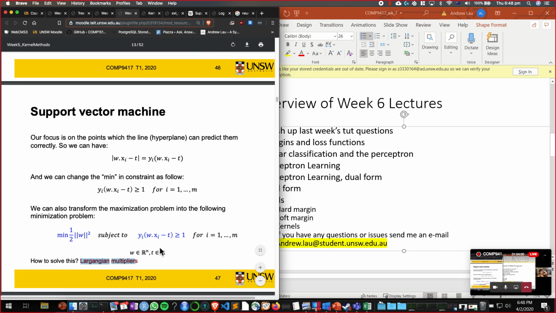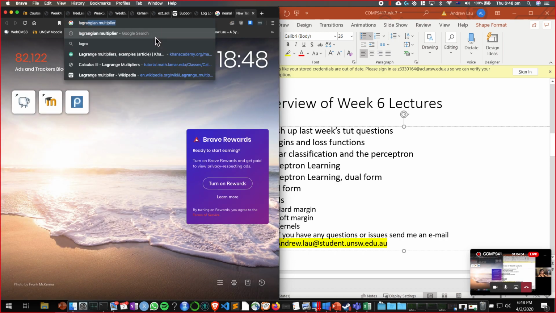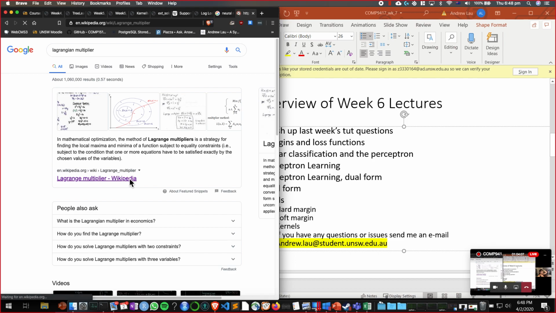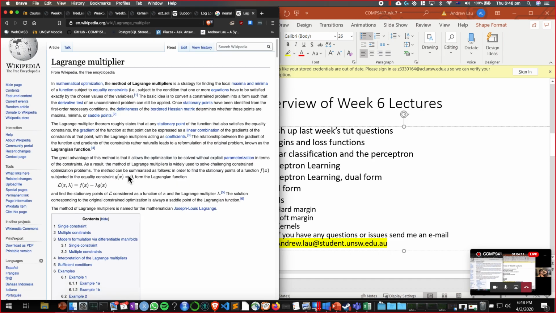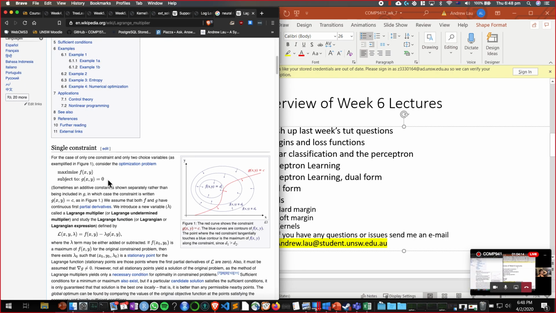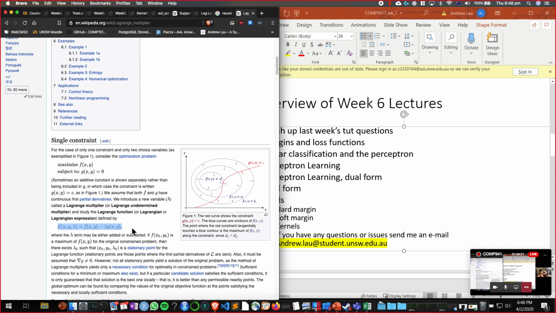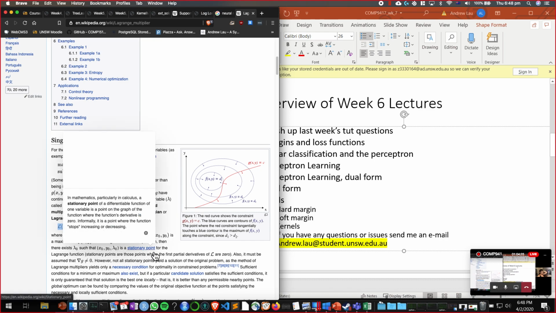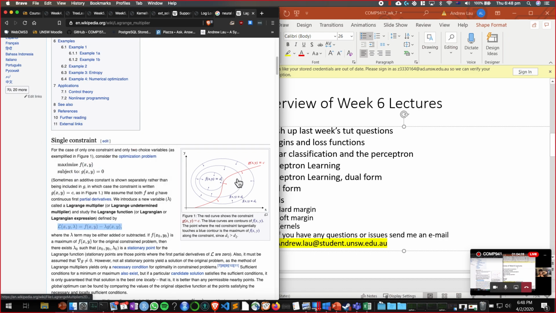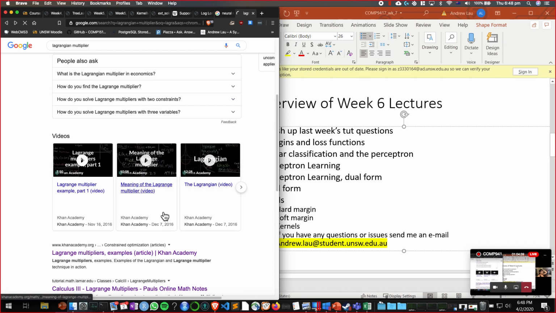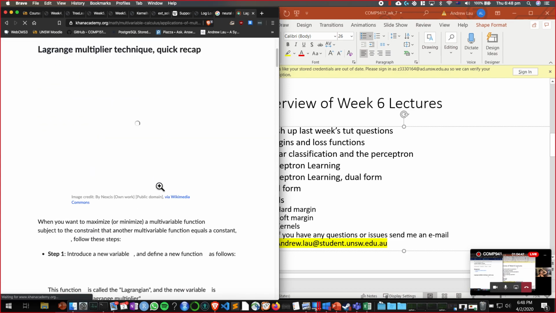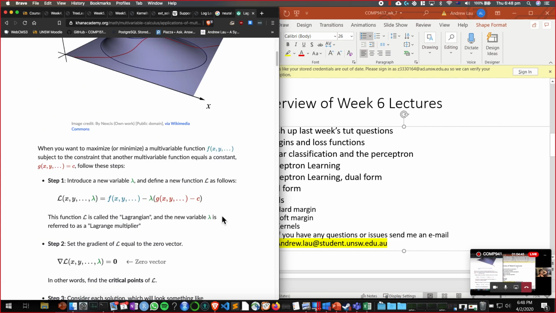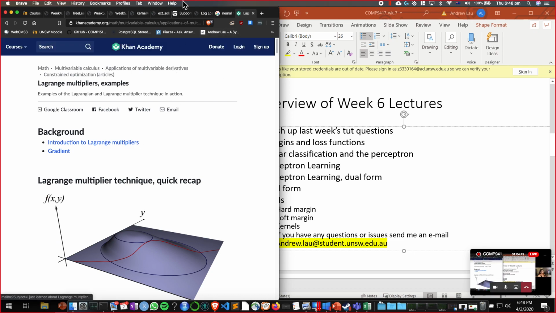Enter your Lagrangian multiplier. It's a way of finding optima, a way of optimization. So here's one form of it. We want to maximize something subject to some constraint, and we can turn it into this. Then we can find the stationary points and solve for those, and those are our optima. If you're wondering about this, I think Khan Academy has a pretty good explanation of the Lagrangian multipliers. It's not needed for this course, but if you are curious, I think it's quite a good explanation.